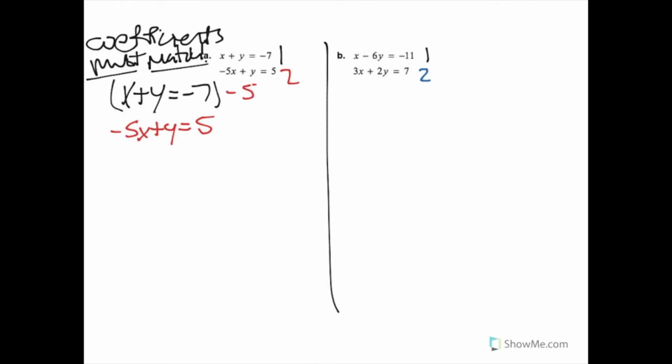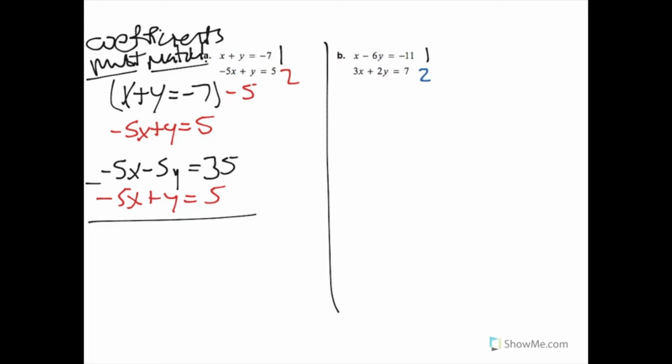So I'm going to multiply both sides of the top equation by -5. The reason I'm going to do that is so that my -5 coefficient ends up matching at the beginning of the equation.